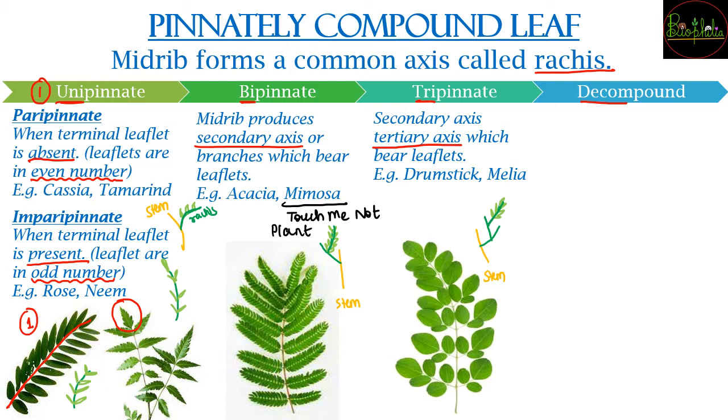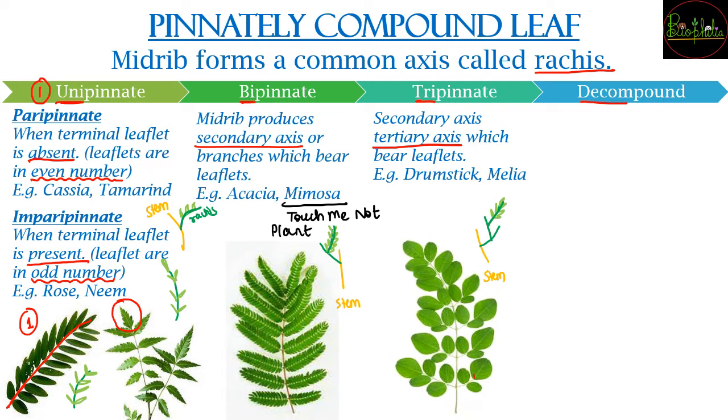You can see over here as well. Down here there might be a branch or the stem, and then this becomes your first, the primary one. This becomes your secondary, and then the tertiary. So that becomes a tripinnate.